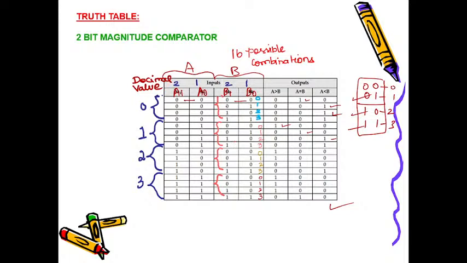For the truth table, you should write only these: A0, A1, B0, B1, A greater than B, A equal to B, A less than B. For explanation purpose, I have given all these decimal values. You need not mention the decimal values.